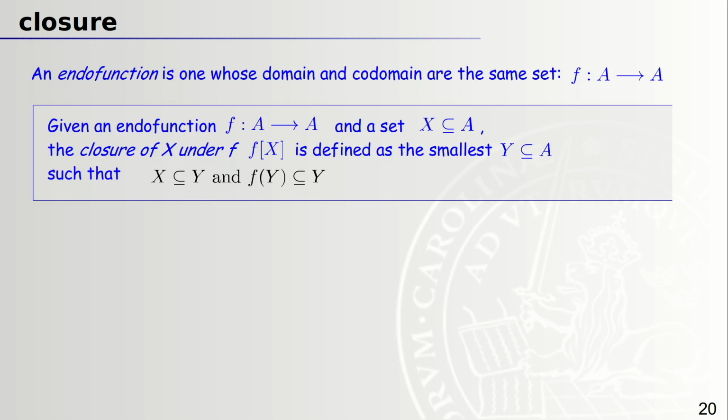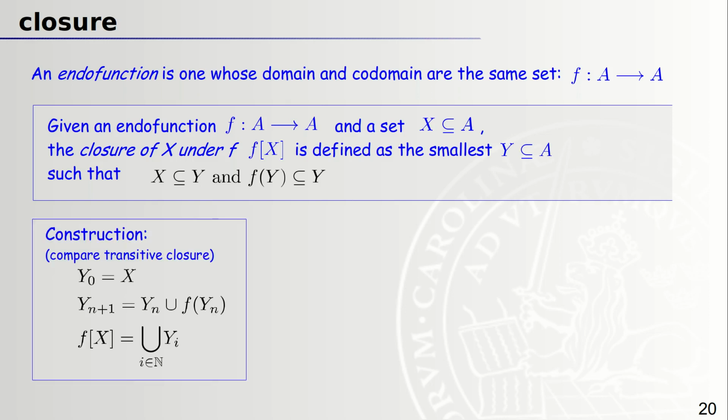While this definition tells us what the closure of a set x under f is, it doesn't actually say anything about how we could compute it in practice. That is what this construction does. It works in a way similar to building the transitive closure of a relation, by building an infinite family of larger and larger sets and then throwing them all together in a union.